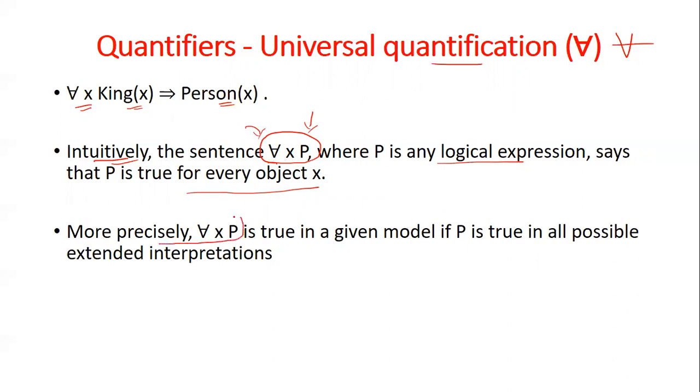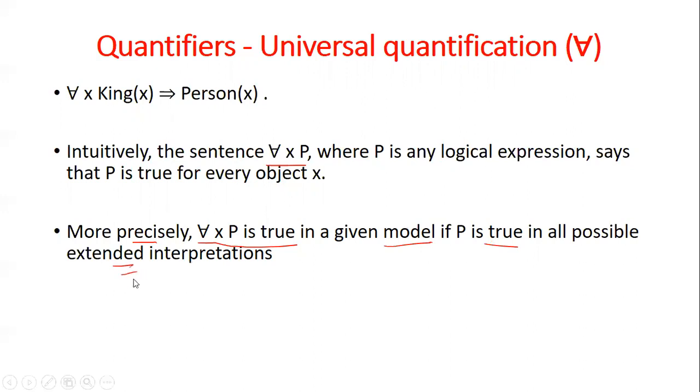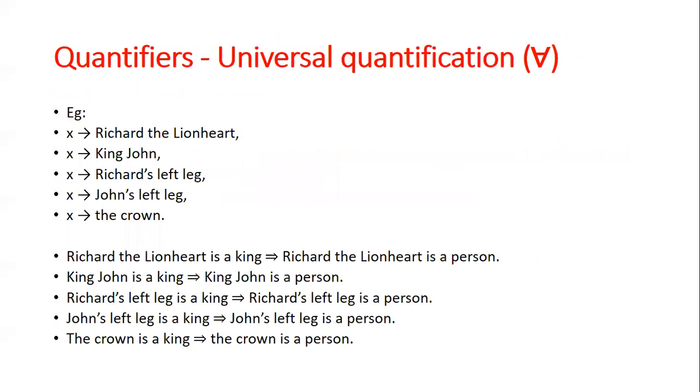But more precisely, for all X P is true in a given model if P is true in all possible extended interpretations. What does it mean? It may be a little confusing, but we'll discuss an example for this. The very common sense way of understanding the first statement is: for all X P means P is true for every object X. But to really understand it properly, for all X P is true in a given model if P is true in all possible extended interpretations. So what does that mean? We'll discuss that with an example.